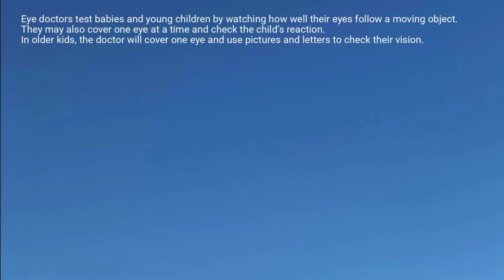Eye doctors test babies and young children by watching how well their eyes follow a moving object. They may also cover one eye at a time and check the child's reaction. In older kids, the doctor will cover one eye and use pictures and letters to check their vision.